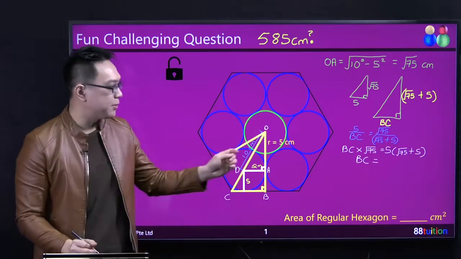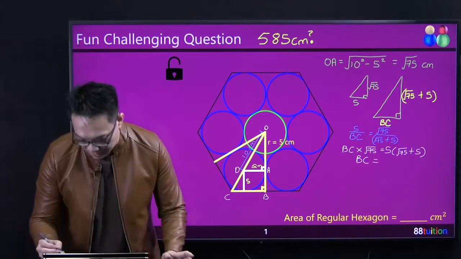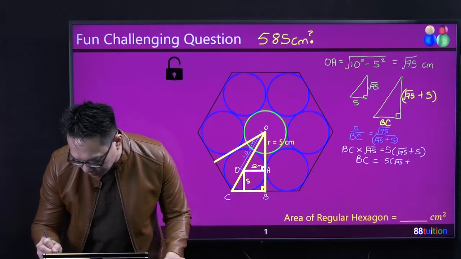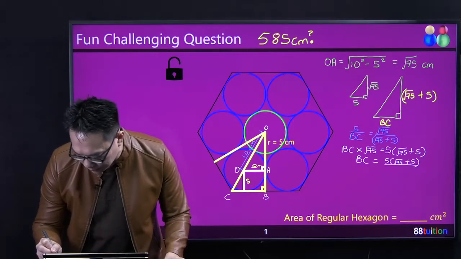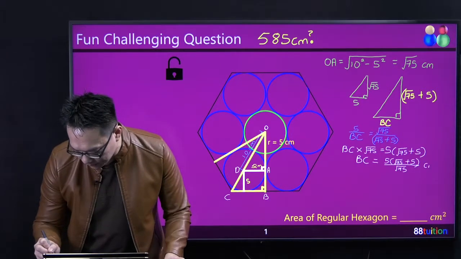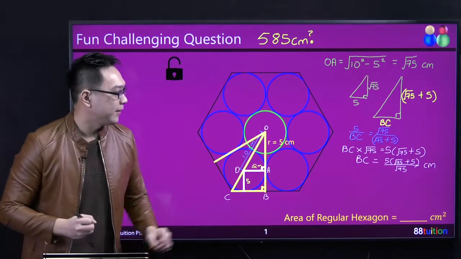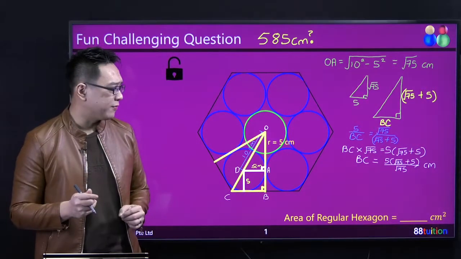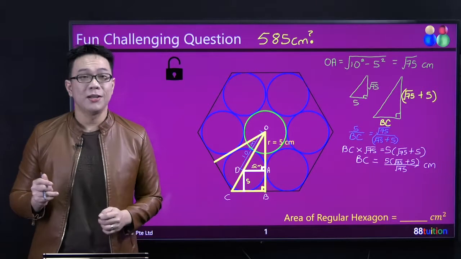Down here, BC times square root 75, times you bring across is a divide. So you have 5 times square root 75 plus 5, over, times you bring across is a divide, divide by square root 75. And this whole thing is the length of BC. Can you see that? I don't want to press my calculator first, later then press one time. And this one you can easily press your calculator: 5 open bracket square root 75 plus 5 close bracket, the whole thing over square root 75.